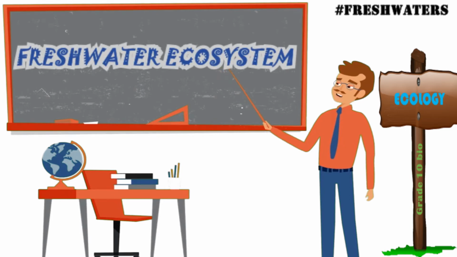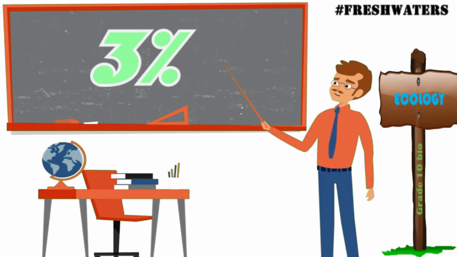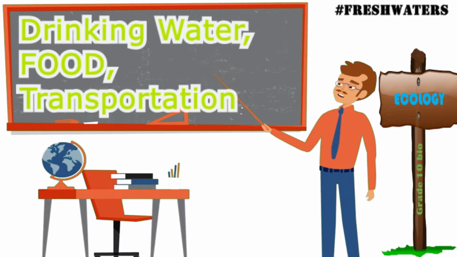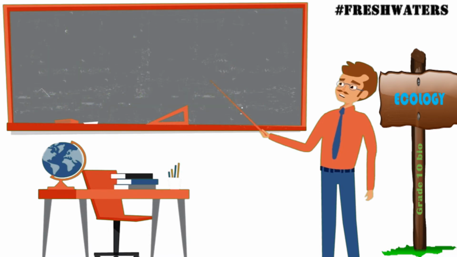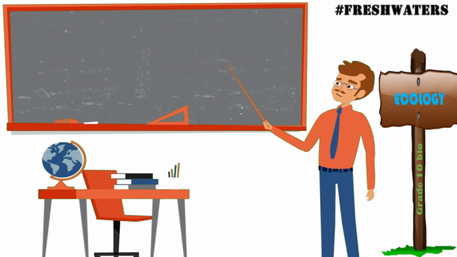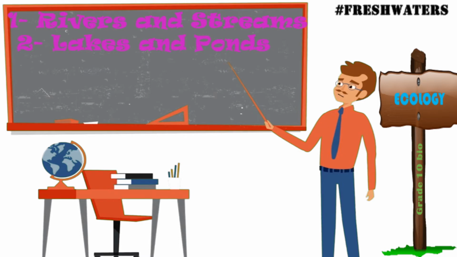Freshwater ecosystems. Only 3% of Earth's water is freshwater, but that small percentage provides organisms with drinking water, food, and transportation. But what are the major categories of freshwater ecosystems? Freshwater ecosystems are divided into three main categories: rivers and streams, lakes and ponds, and freshwater wetlands.